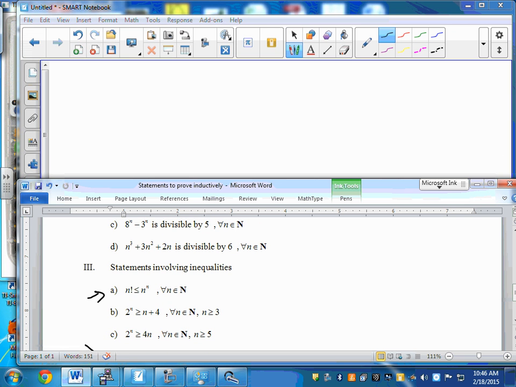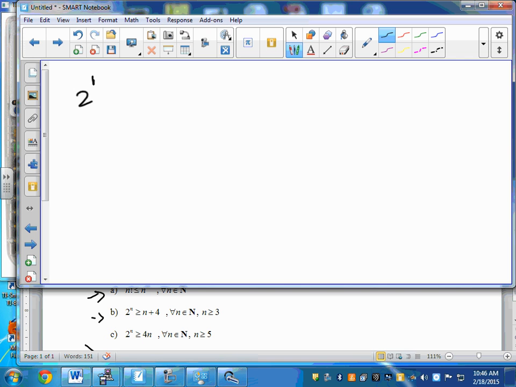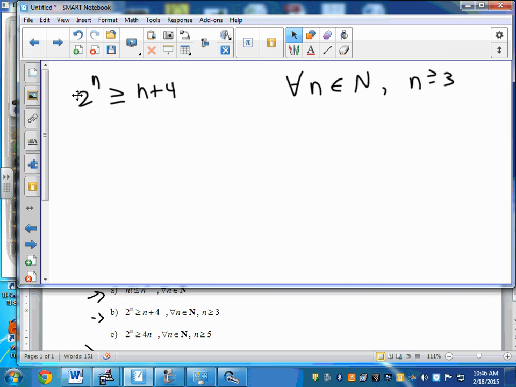Let's go to B. I think we started that one. We had 2 to the n is supposed to be greater than or equal to n plus 4. Remember, this was valid for all natural numbers with the restriction that n had to be greater than or equal to 3. We did the base case. We showed that it was true for n is equal to 3. Let's look at the assumption. We're going to assume true for n is equal to k.